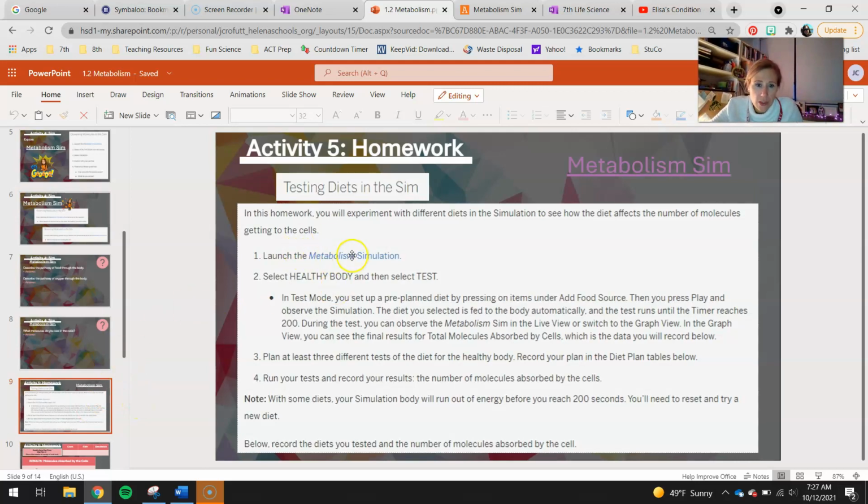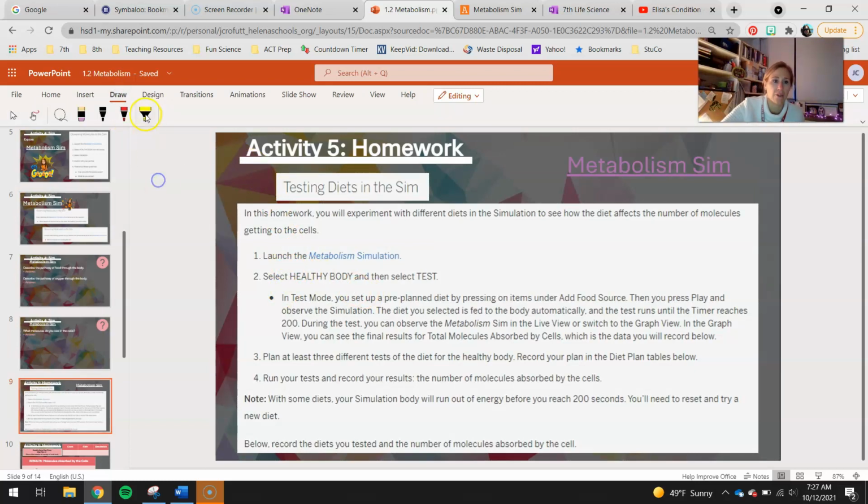So you'll launch the metabolism simulation, and then you're going to choose healthy body, but this time you're going to click test. In test mode, you set up a pre-planned diet by pressing on the items under add food source. Then you press play and observe the simulation. The diet you selected is fed to the body automatically, and the test runs until the timer reaches 200. During this test, you can observe the metabolism sim in the live view or switch to the graph view. In the graph view, you can see the final results for the molecules absorbed by cells, which is the data you will record.